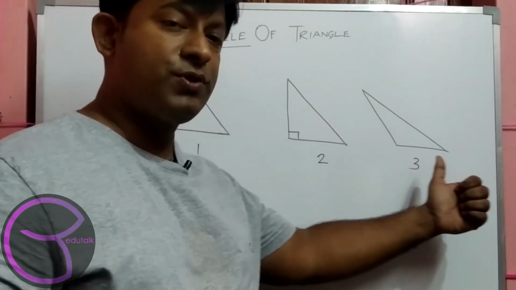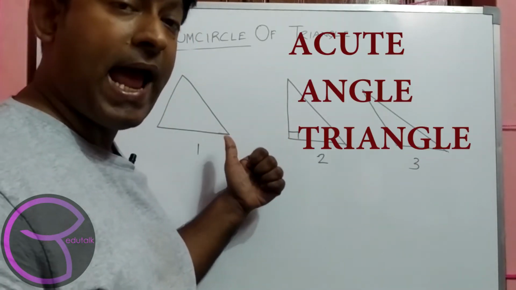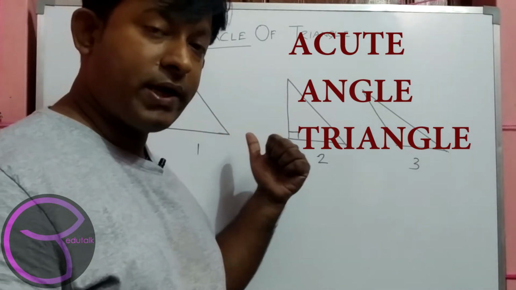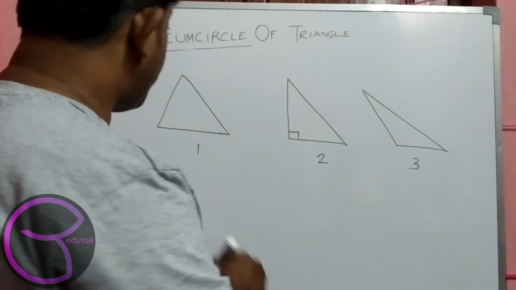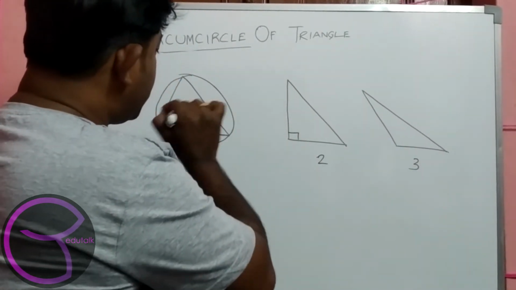You can see we have drawn three triangles, and the first triangle is an acute angle triangle. So what's special about this acute angle triangle? If we draw the circumcircle of it, the circumcenter will be inside the triangle.